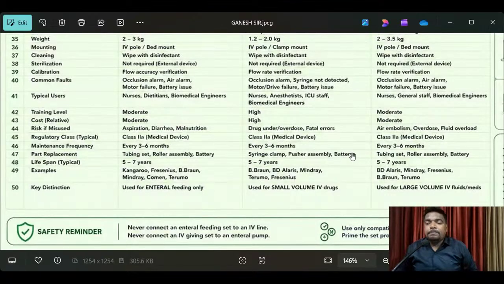Now when it comes to the infusion pump, see here: tubing set, roller assembly, battery. So these are the points. Part replacement is a possibility. If you diagnose properly and find out the issues, that is very, very important in biomedical engineering. Because the challenge in biomedical engineering is to diagnose the issues, find out the issues, and replace the parts. Proper diagnosis is the very big challenge in biomedical engineering, and many engineers fail here only.